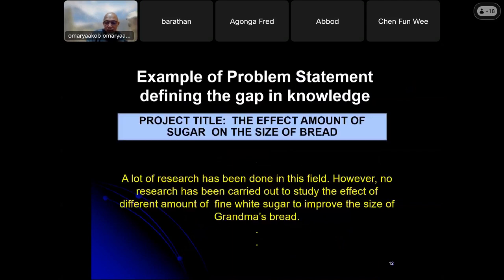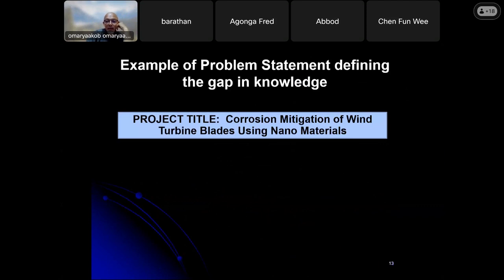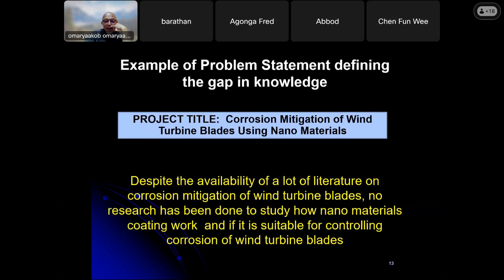So that's what has been done, and from there he identified the problem statement. His problem is this one. Now we see something more scientific to us: corrosion mitigation of wind turbine blade using nanomaterials. This was the conclusion of the brief literature review to define the problem.